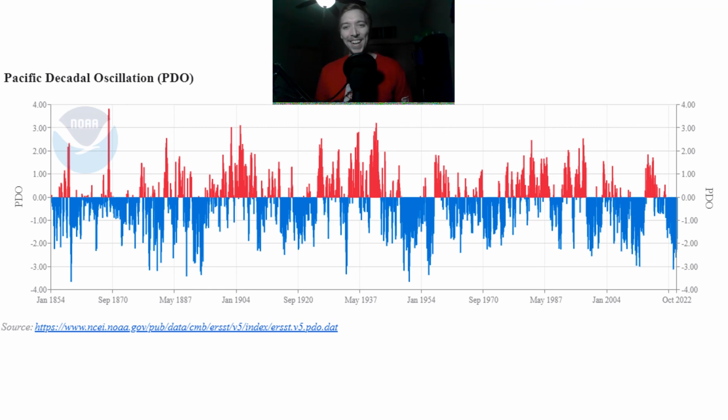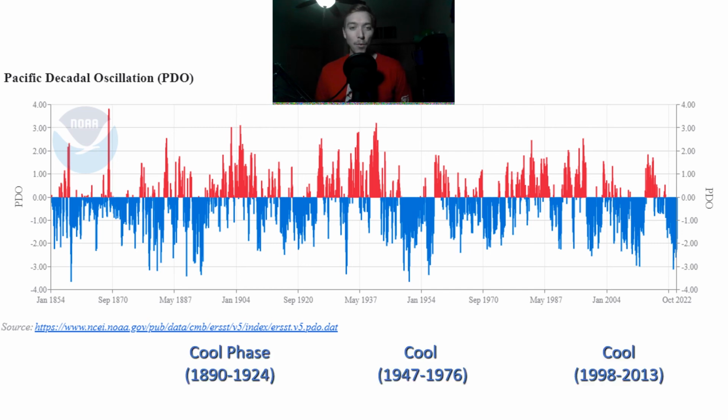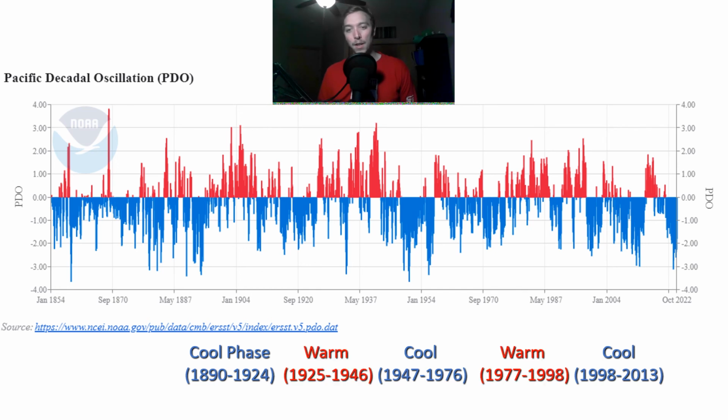It looks like we are in a colder phase. We are in a prevalent La Nina phase right now, so it kind of matches up. We see these cool phases alternating: 1890 to 1924, 1947 to 1976, 1998 to 2013. We see these warm phases in 1925 to 46, 77 to 98. We see another little one from 2014 and maybe 2016, and now we flipped back to a cold phase or a negative phase, where we see negative sea surface temperatures in the last couple of years.